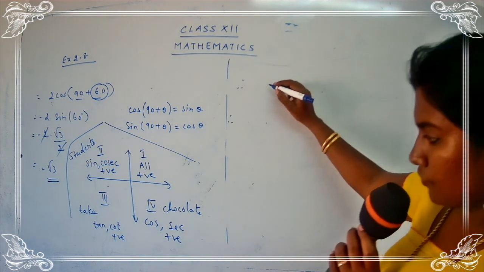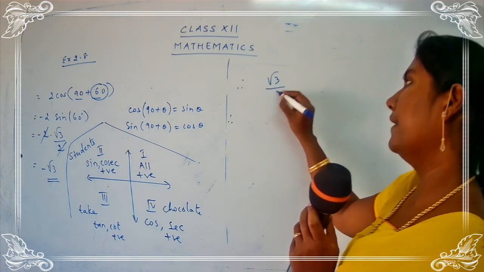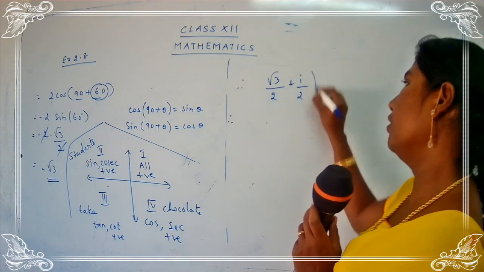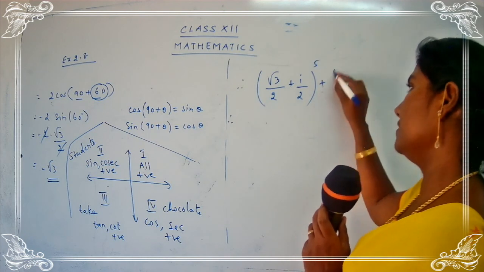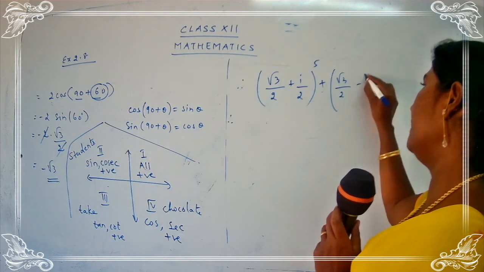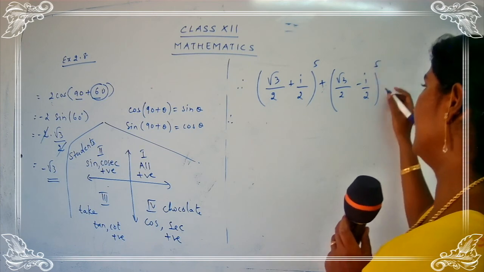So therefore, what was the question? Root 3 by 2 plus i by 2 the whole raised to 5 plus root 3 by 2 minus i by 2 the whole raised to 5. This is equal to minus root 3. The question was to show, yes? So write down here, hence show. I hope you were clear with this sum, yes, children? So we have just completed 2 sums, and now it's the time for your homework. All are eagerly waiting for the homework. Yes, children? Yes, all are eagerly waiting for the homework.